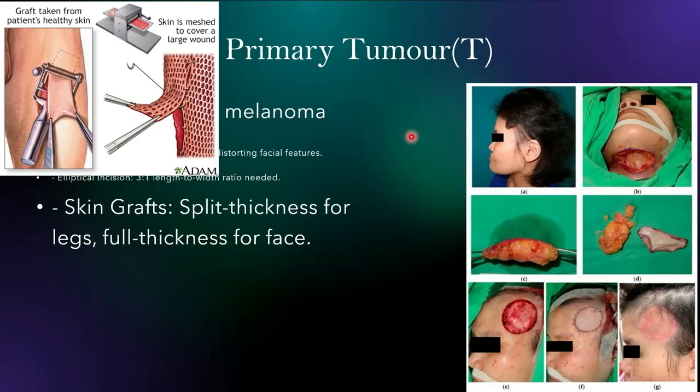Suppose in a lesion of the extremity, where cosmesis is not much of a problem, we can go for a split thickness graft. The advantage of a split thickness graft is that we can mesh the graft like this and cover a larger area. But what if the melanoma is in the face? Then, as it is of cosmetic importance, we have to go for a full thickness graft. Here is a full thickness graft taken.